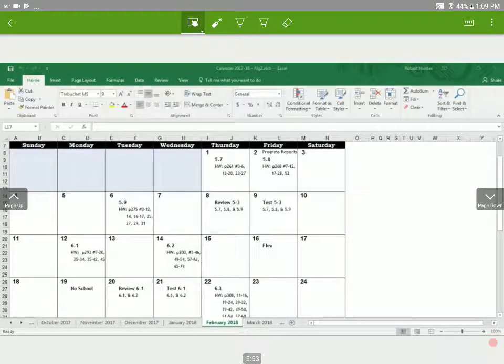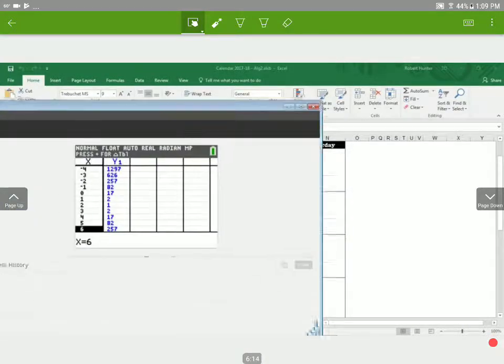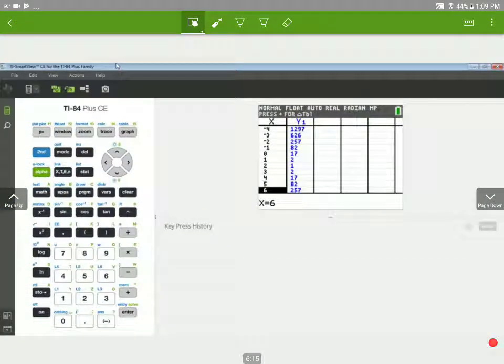TI-84 Smart View. All right, so plug the equation into y equals. While mine's loading, go ahead and plug it into y equals, okay? It should be loading. Where did it go? There it is. Now I just got to move it over to the right. Yay! All right, so here we go.